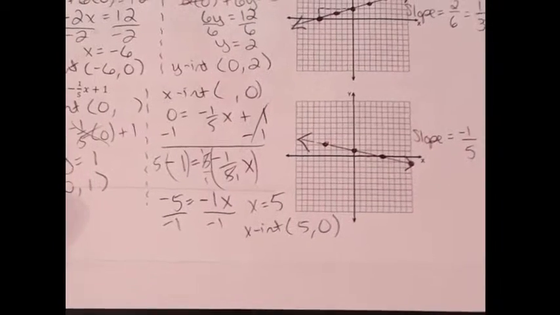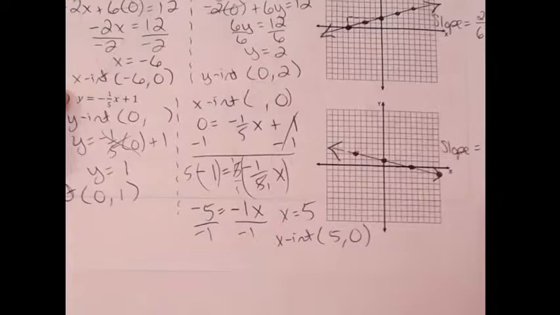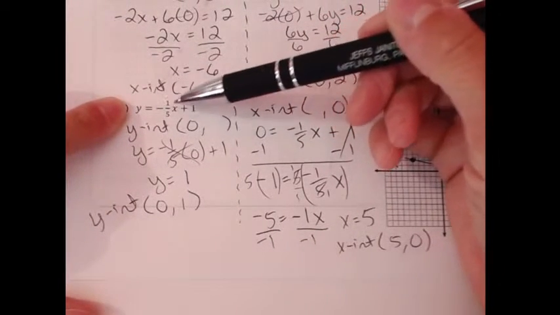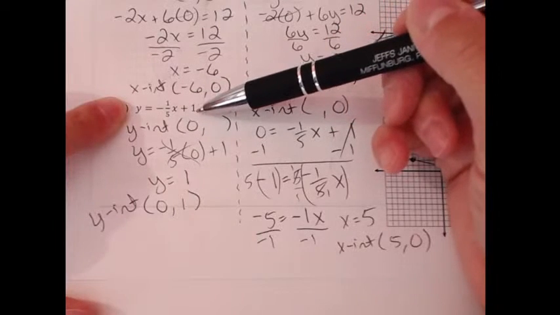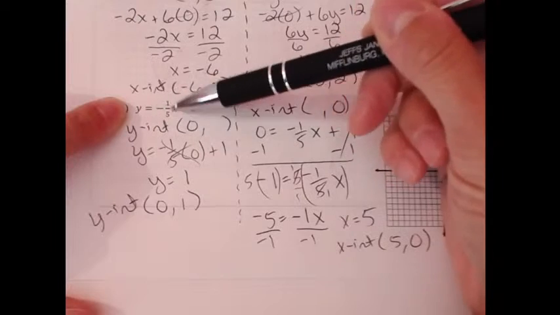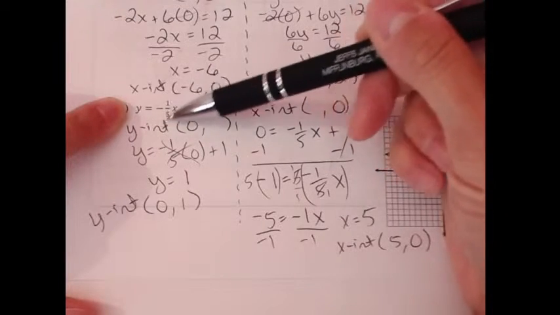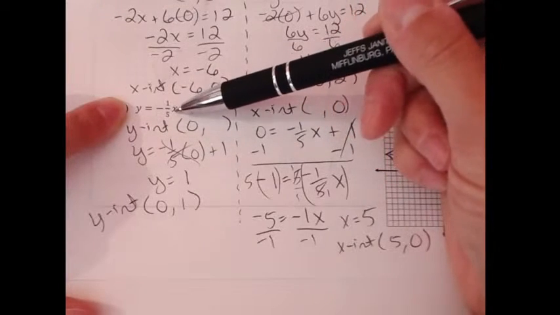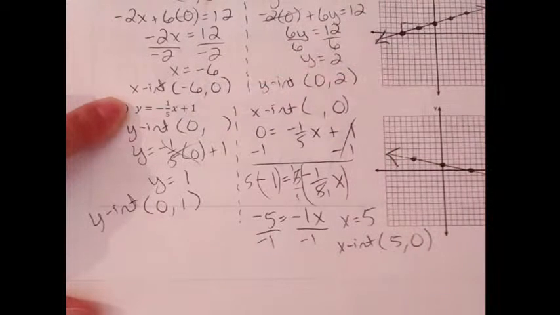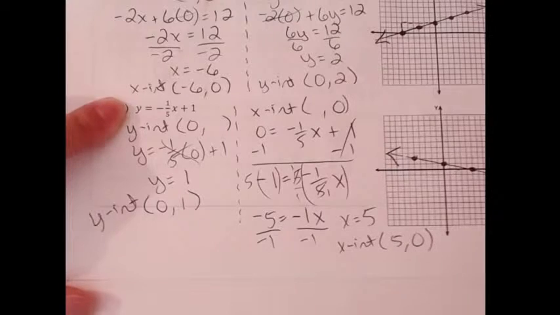Do you see how we wrote the slope was -1 over 5? Look at your equation. y is equal to -1 over 5x plus 1. The slope is right here in our equation. It's the coefficient of your x term, your linear term. Think about that as we proceed, okay? I want you to keep that in mind.